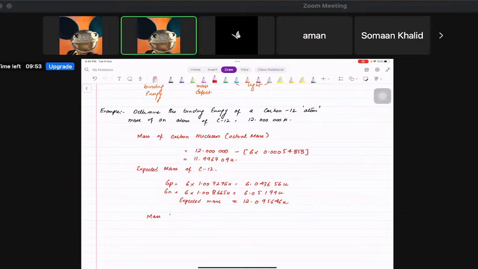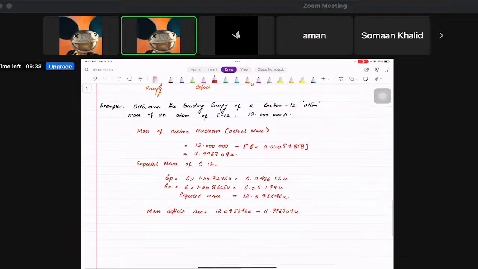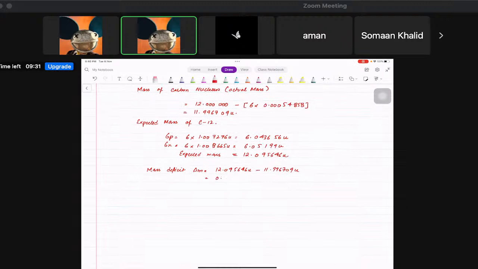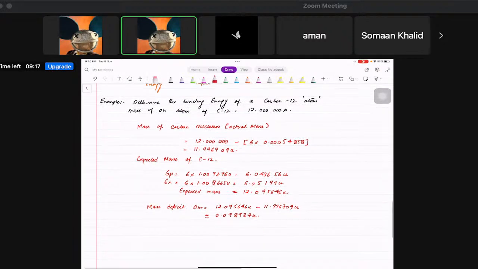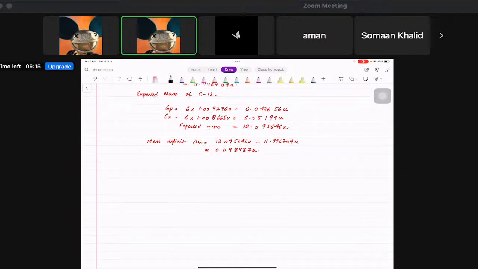So the mass deficit would be 12.095646 U minus 11.996709 U. Because the mass deficit is so small, you have to be very precise with the values. So this will be 0.098937 U. Now from this point onwards, you have 2 paths to find the nuclear binding energy. So let's find that. First, we are going to look at method 1. And you can attempt that, okay?